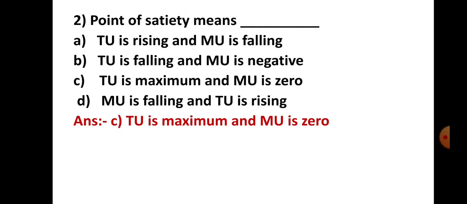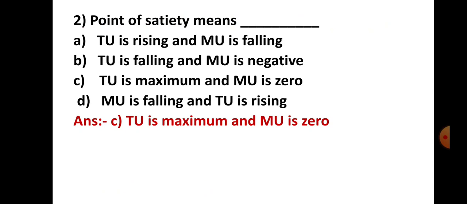Point of satiety means dash. And here they given four options A, B, C, D. A, TU is rising and MU is falling. B, TU is falling and MU is negative. C, TU is maximum and MU is 0. D, MU is falling and TU is rising. You have to choose any one option, and that is your answer.